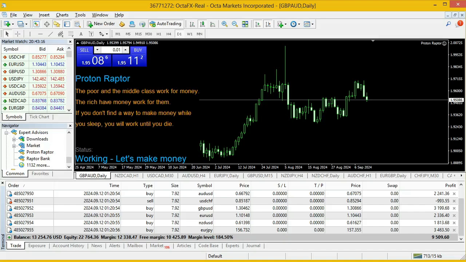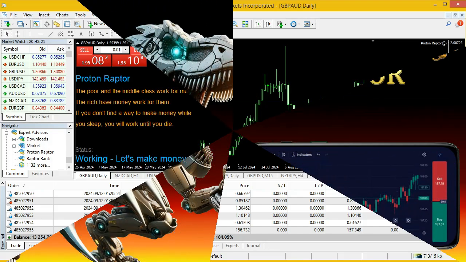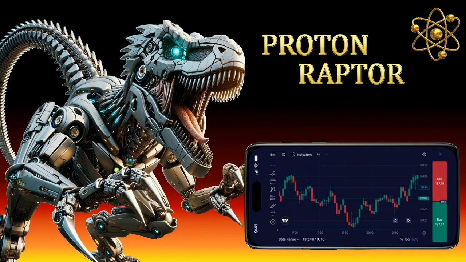Proton Rupter is a highly effective and consistently profitable expert advisor. It works exceptionally well when combined with our probability analysis indicator. Here is how it works.